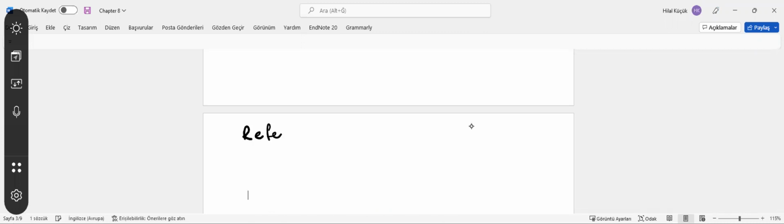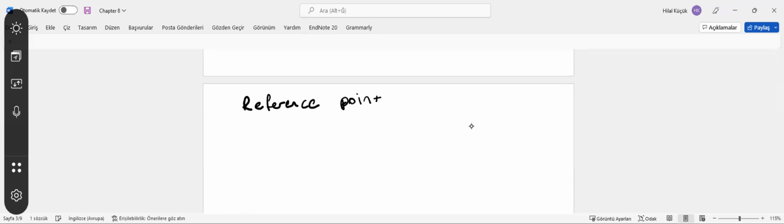Maybe I can say reference point. No worries. You can use what you want. You can use your way. Just to make quick calculations, sometimes we can select some reference points. For example, okay.